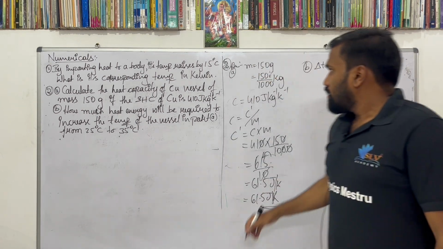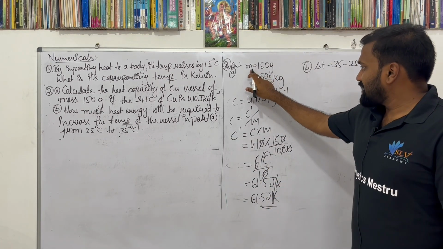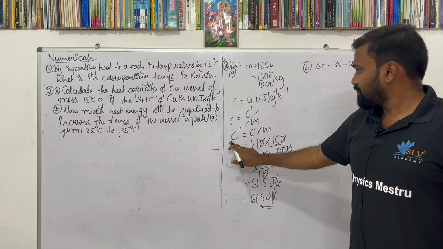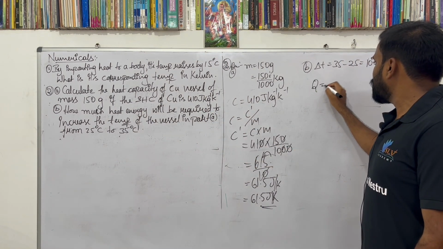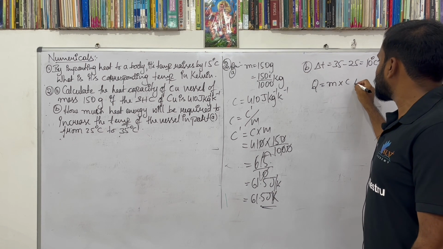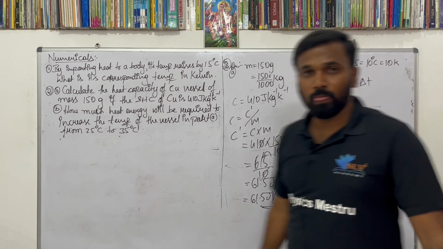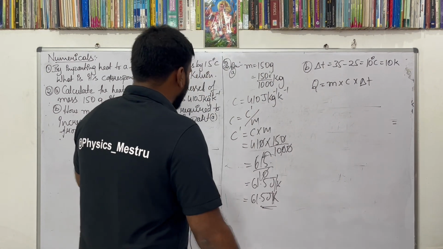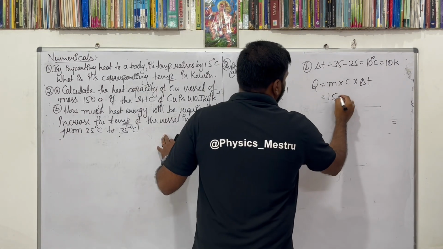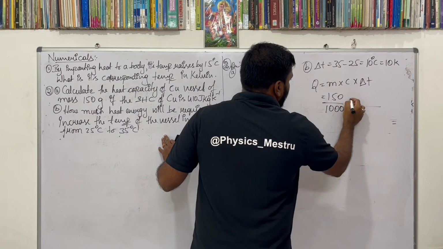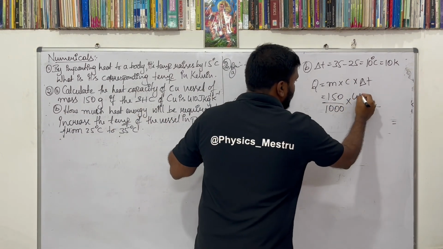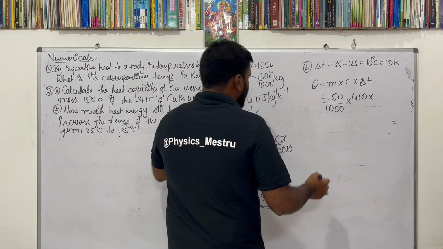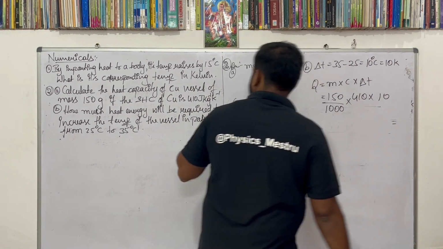Yes, fine. So now the mass is same, specific heat capacity is same, heat capacity is same. We need to get the value of what? Q. Q is equal to, we know the formula, M into C into delta T. So what is the value of mass? That is 150 divided by 1000 into what is the value of C? That is a small c, that is 410 into what is the value of delta T? Delta T is 10, correct?